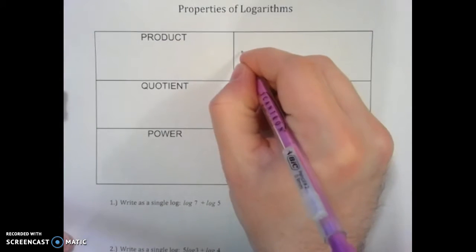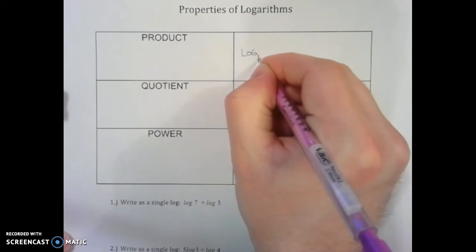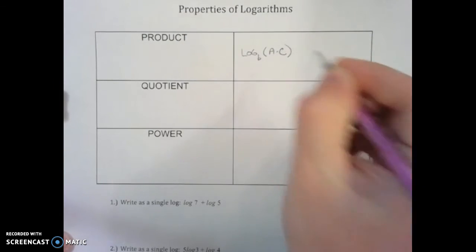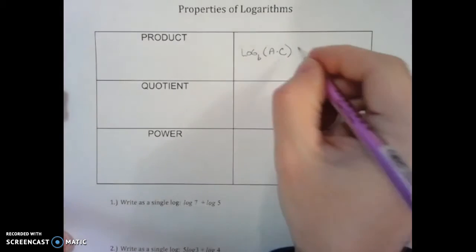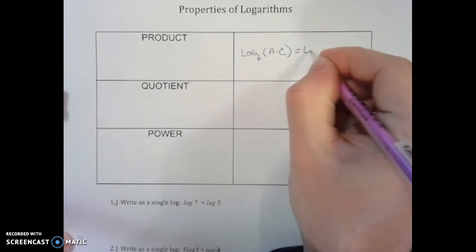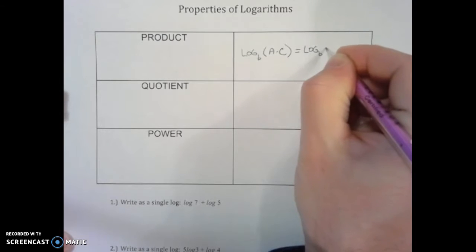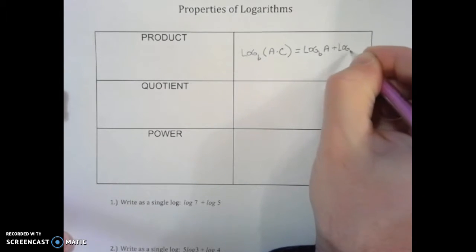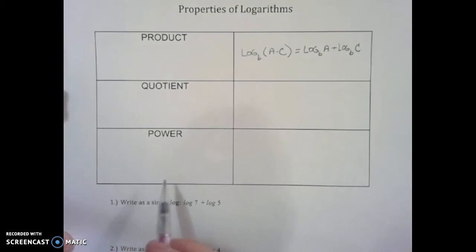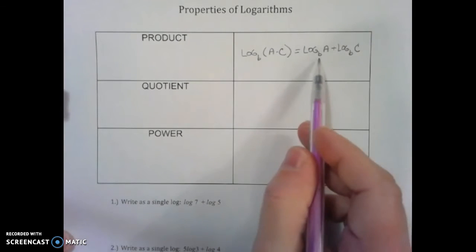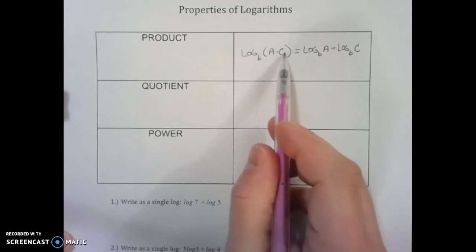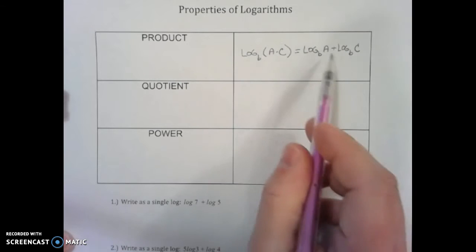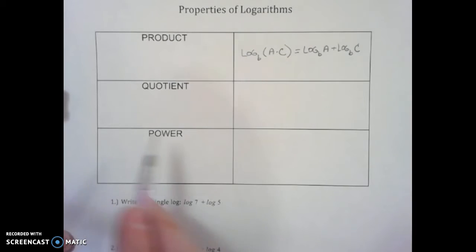If we have a logarithm of some base b, and it's the product of two numbers a times c, you can rewrite that as log base b of a plus log base b of c. They're going to have the same base b, and instead of multiplying them, it becomes log base b of a plus log base b of c.